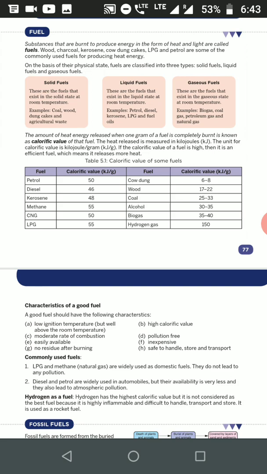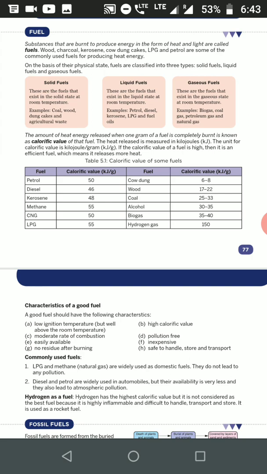It should not cause any pollution. It should be available easily. It should not be expensive. It should be safe to handle, store, and easy to transport. There should be no residue left after burning. These are the characteristics of a good fuel. It's important that you learn these characteristics.